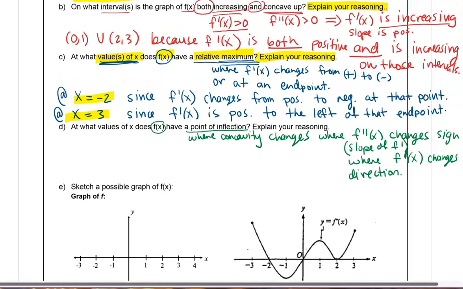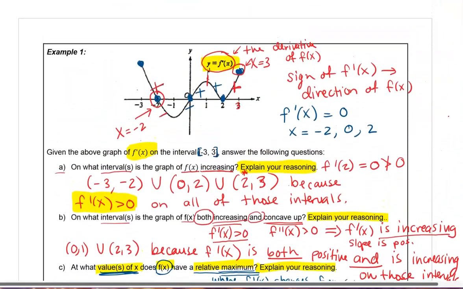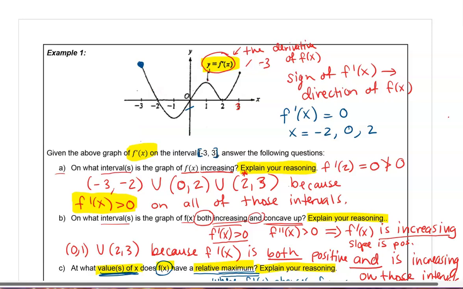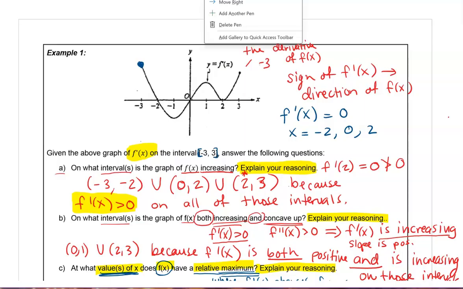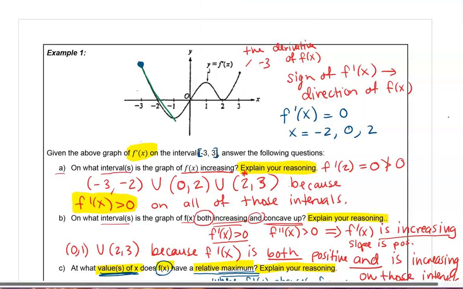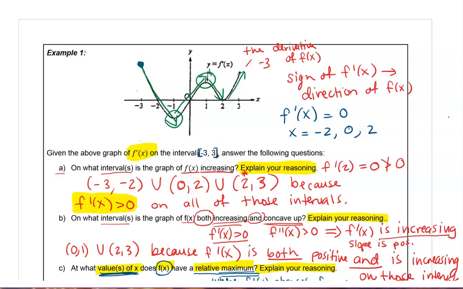Okay, so if I go to my graph of f prime, again, I'm reading my graph of f prime, and if I look at the directions of it, I notice that it started out by decreasing, changed to increasing, changed to decreasing, changed to increasing. So right here, here, and here, those are places where the first derivative graph changed direction. So that was at x equals -1, x equals +1, and x equals 2.